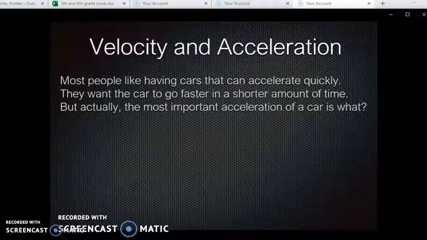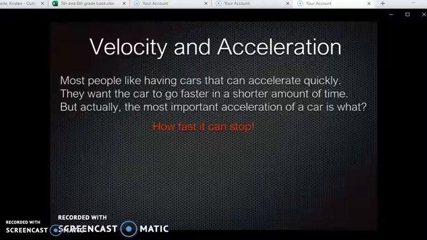We want cars to go faster in shorter amounts of time. We think of cars that are going faster, like if you hear this car goes 60 miles per hour in 2.8 seconds. People want faster cars, and they want them to get to a certain speed in a short amount of time. But what is actually the most important acceleration in a car? That's right, how fast it can stop.